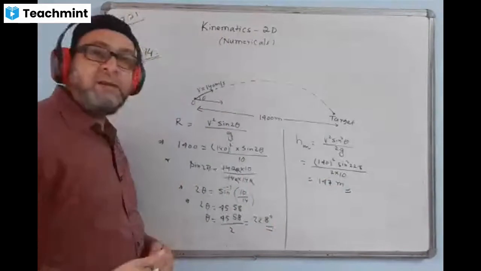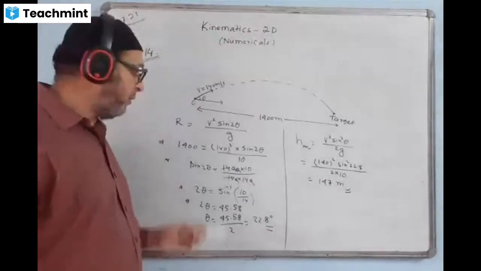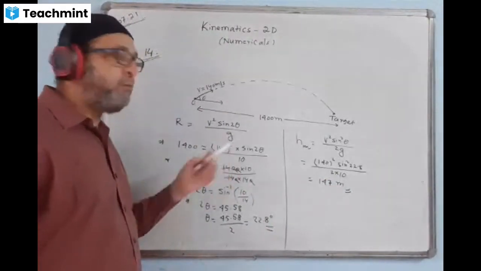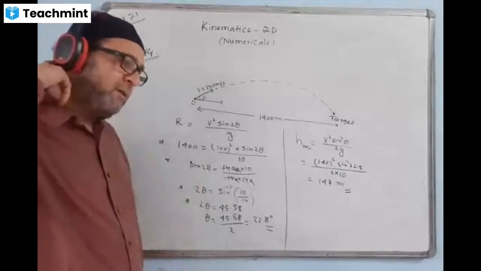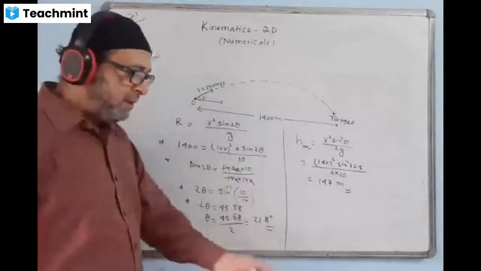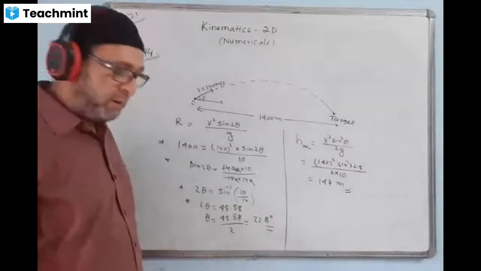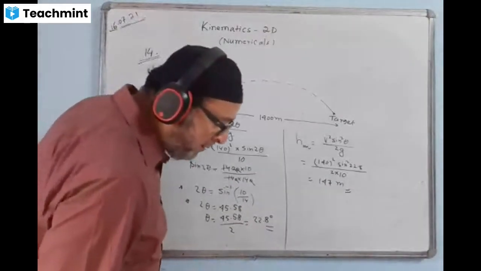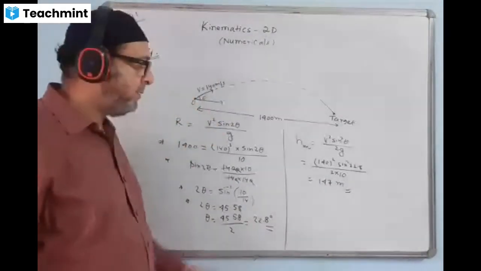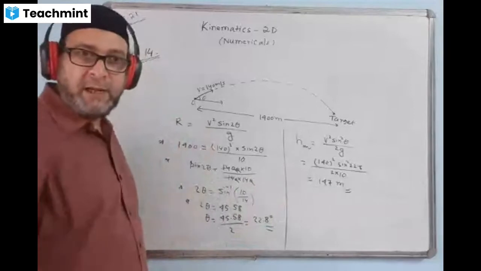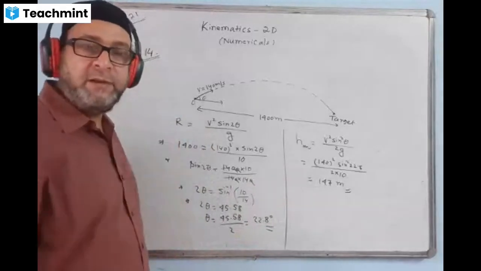In the book, they have given the answer 142.8. That could be because of the value of g, they might have used 9.8. You can try once with 9.8, and then I think your answer will come somewhat close to the book answer. This answer is fine; a little bit of difference in meters is okay.